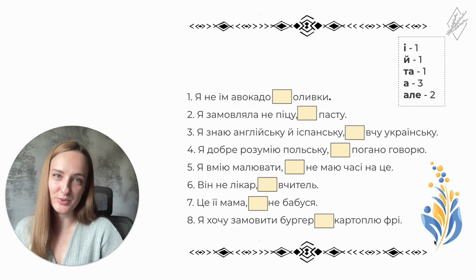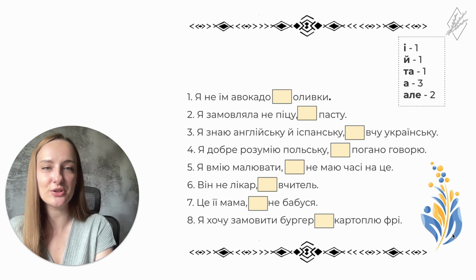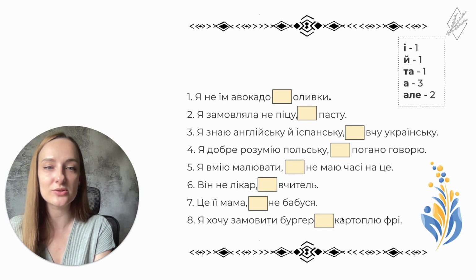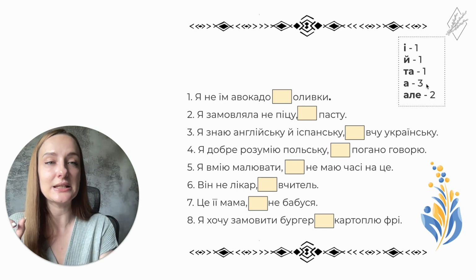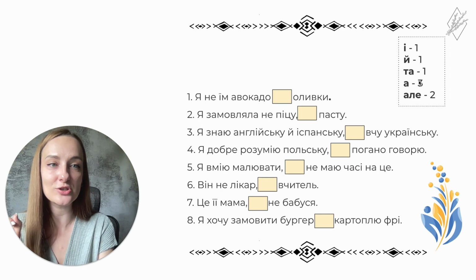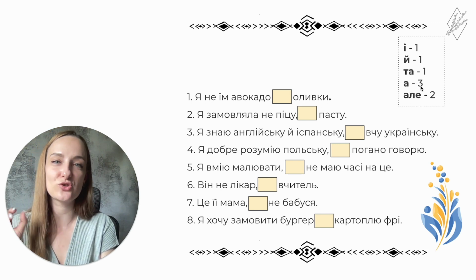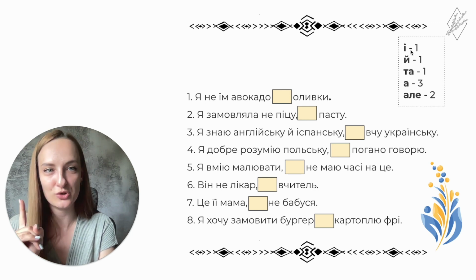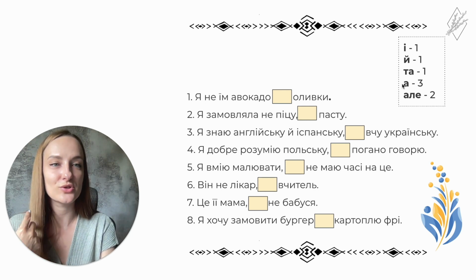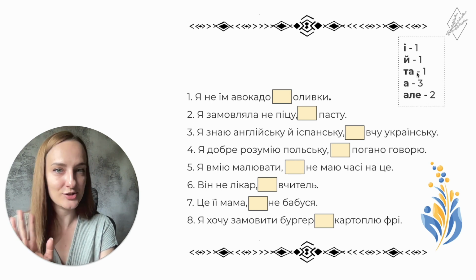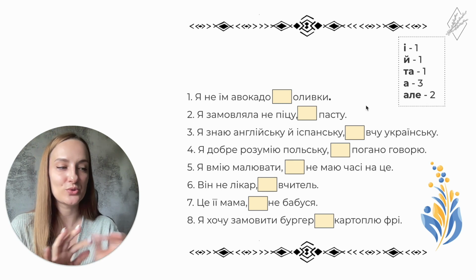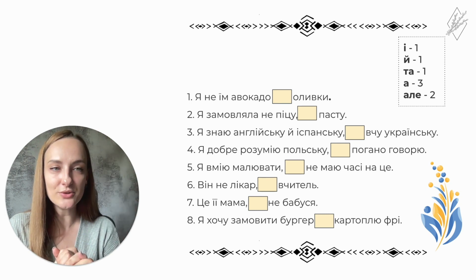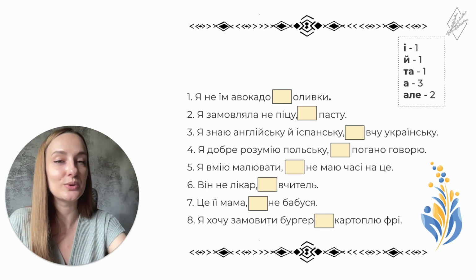Let's practice a little bit. I want you to stop this video. Here you can see the sentences where these conjunctions are missed, and here you have a list of conjunctions and the number of how many conjunctions like these are used in this exercise. For example, 1 conjunction и, 3 conjunctions а, 2 але, etc. So I want you to write down your answers somewhere on paper, and in a few seconds we will check it out.